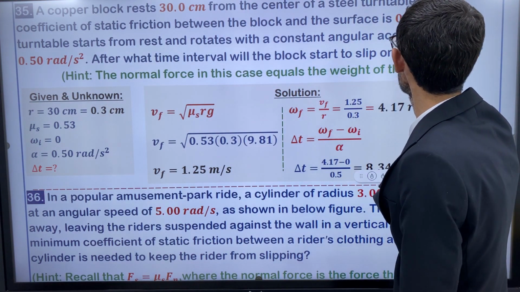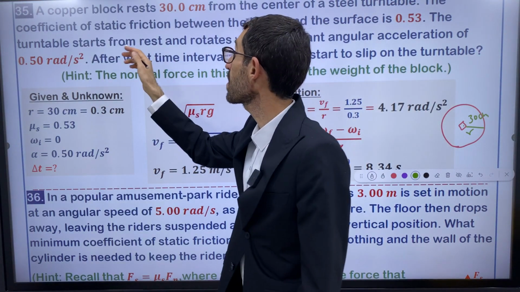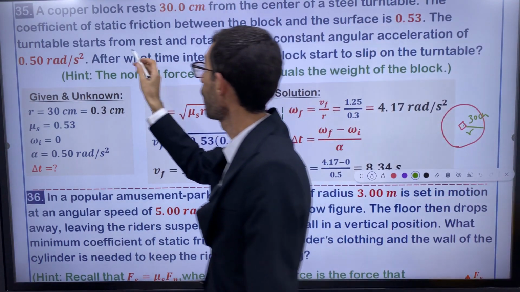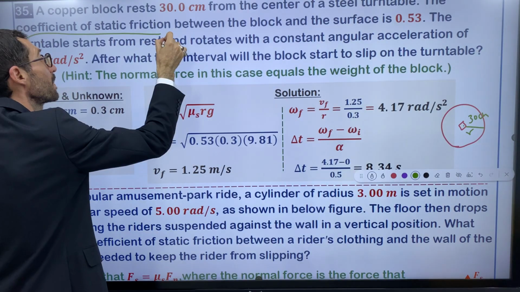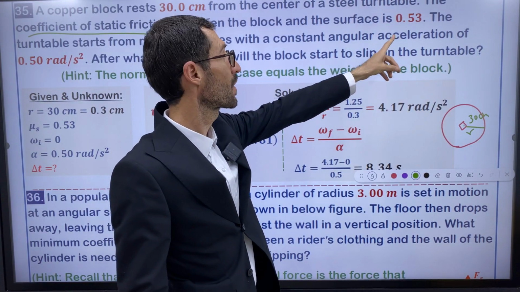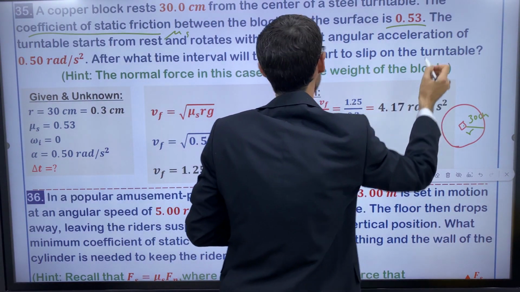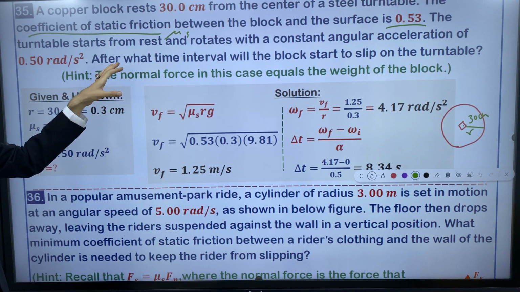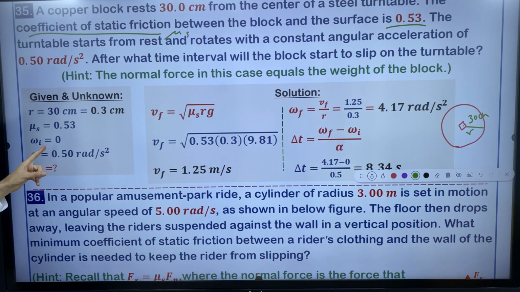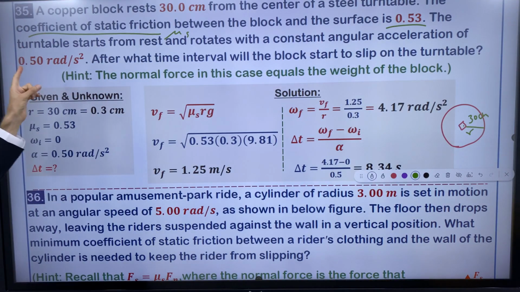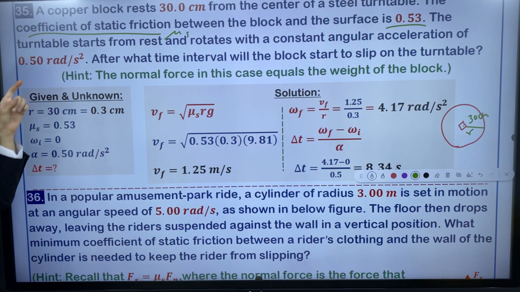The coefficient of static friction, mu s, between the block and the surface is 0.53. So we have mu s. The turntable starts from rest, so omega initial becomes 0, and rotates with a constant angular acceleration alpha of 0.5 rad per second squared.